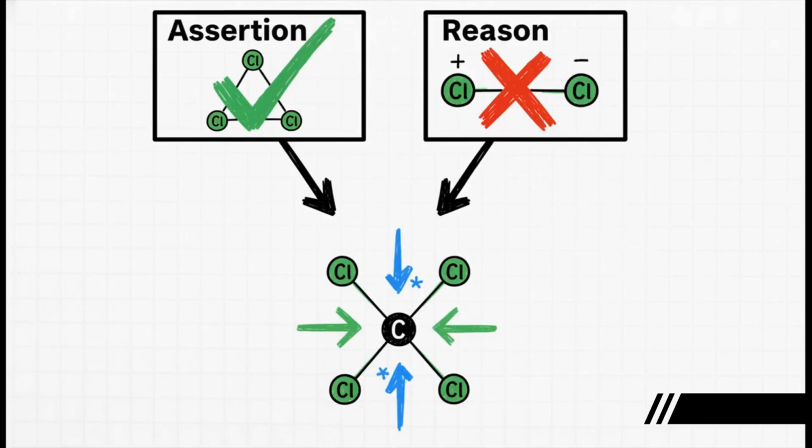All right, the answer is assertion A is true, but reason R is false. This is such a classic exam trap. Yes, CCl4 is absolutely a nonpolar molecule, so statement A is correct. But why? It's not because the bonds are nonpolar, they are definitely polar. The real reason is that perfect symmetrical geometry we talked about, the one that makes all the individual bond dipoles cancel each other out. So the reason given is just flat out wrong.